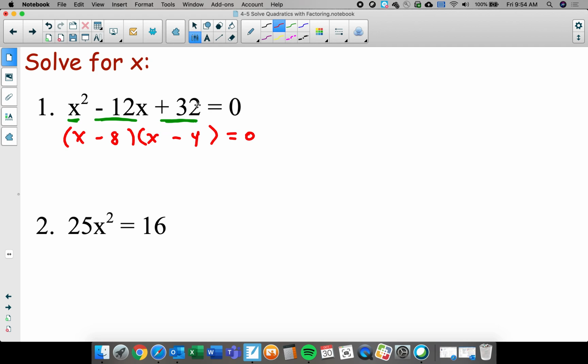Negative 8 times negative 4 is a positive 32. Negative 8 plus a negative 4 is a negative 12. Okay? And so that's what's going on as we work our way through that.